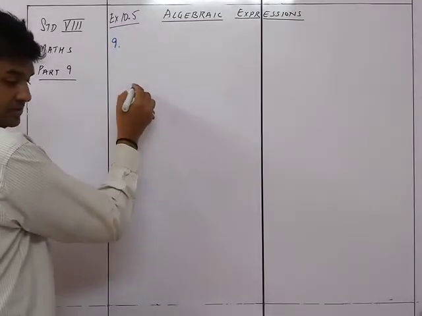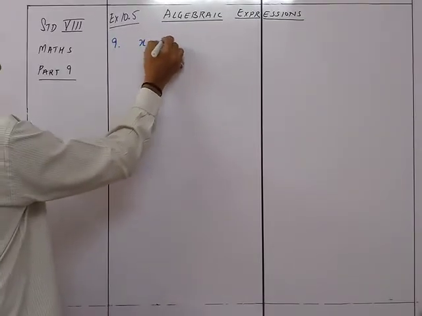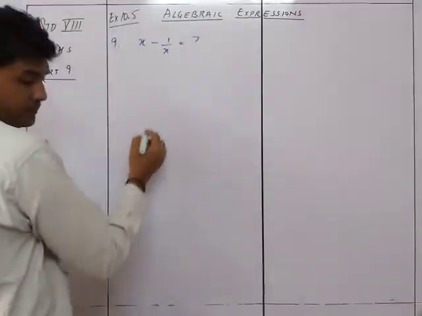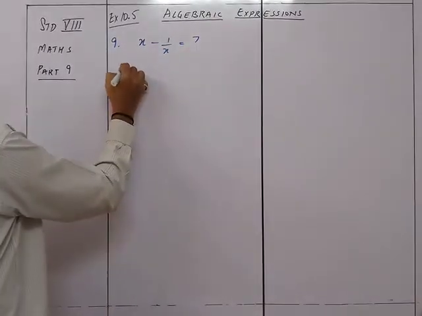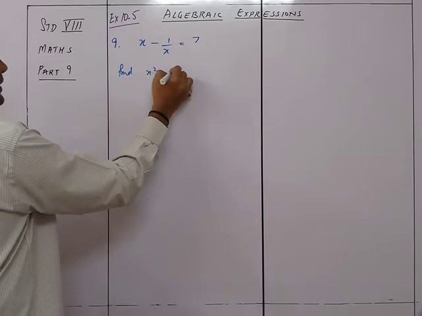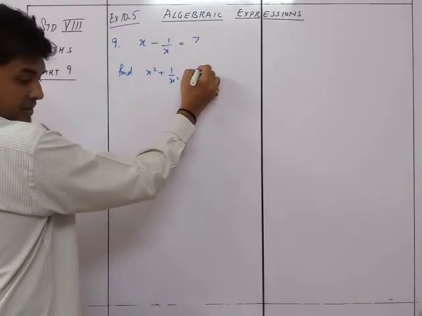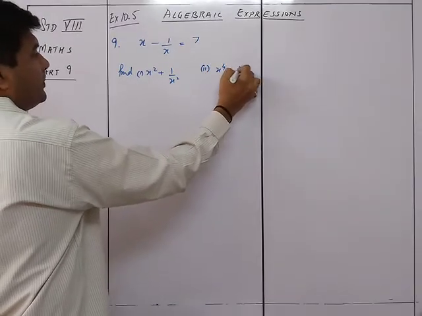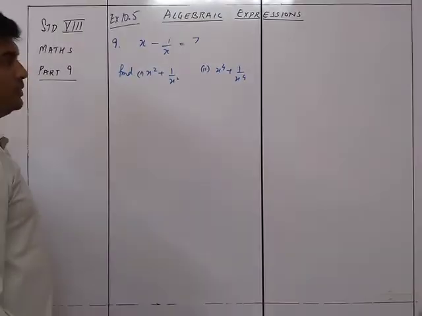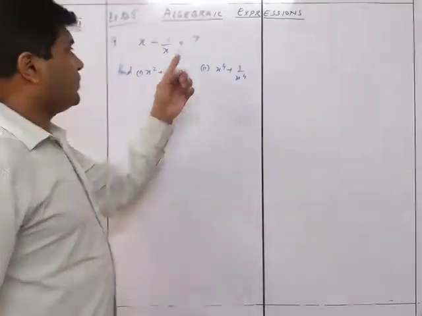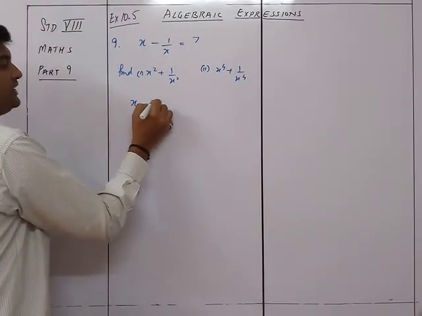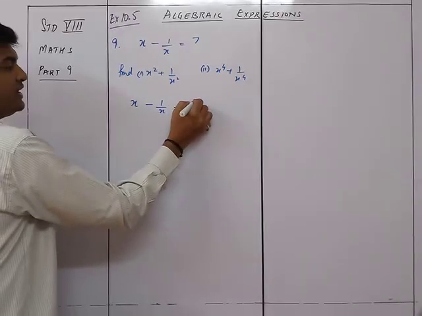Question number 9 is, if x minus 1 upon x is equal to 7, find x square plus 1 upon x square, and secondly x raised to 4 plus 1 upon x raised to 4. Okay, they are given this value. So what we'll do is take this value and square it. So here x minus 1 upon x is equal to 7.